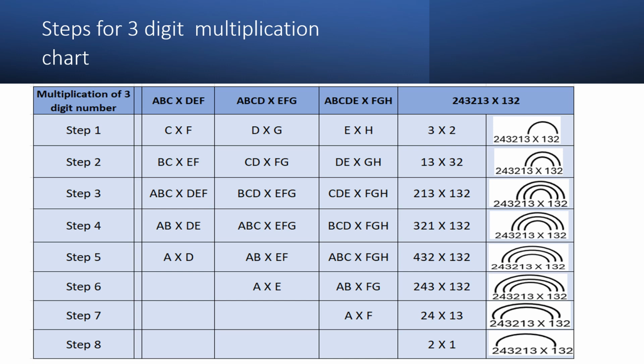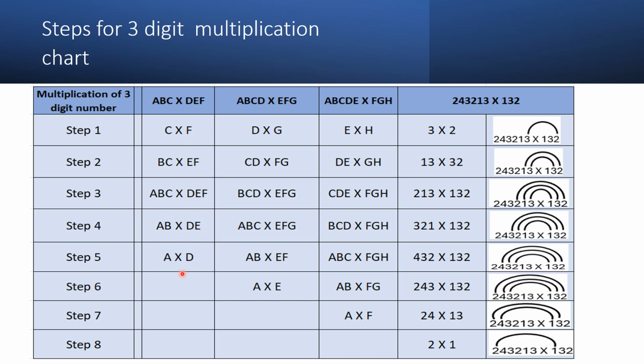Here is a chart of steps that are to be used for a 3 digit number multiplication with a 3 digit number, 4 digit number, 5 digit number, and a 6 digit number. So you can see in the 3 digit number to 3 digit number I have represented the steps, and all the steps are indicated. C into F indicates the pair. So here the C into F is a pair, and BC into EF is a pair, and ABC into DEF is a pair, AB into DE is a pair. So these are all the pairs.